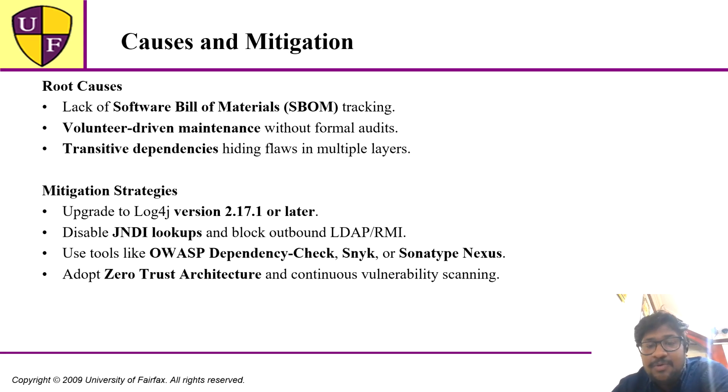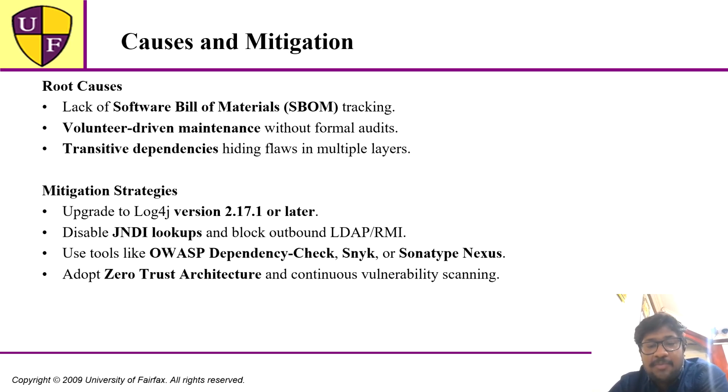Third, there was no proper software bill of materials, or SBOM, in many organizations. An SBOM is like an ingredient list for software. It tells you every library and component inside an application. Without it, when a problem like Log4Shell happens, it's hard to know where to start fixing it.